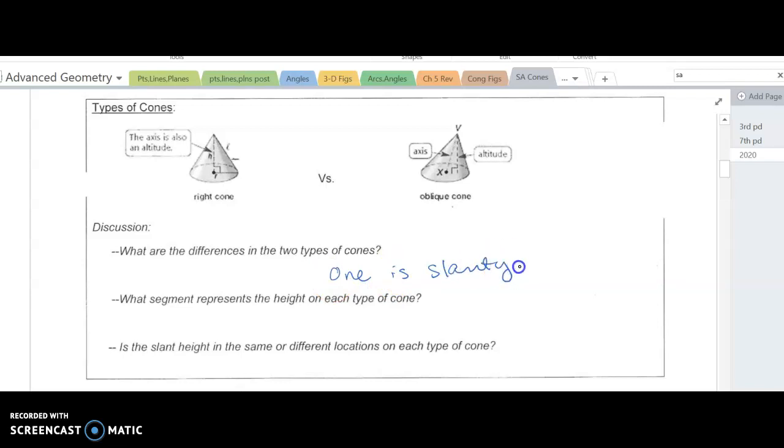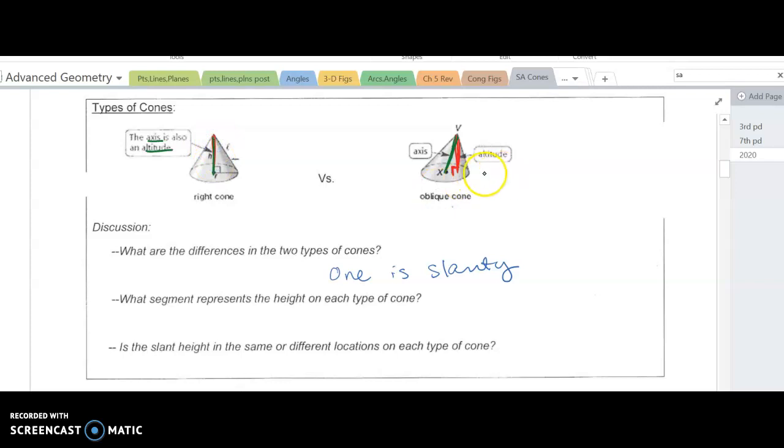And what segment represents the height of each type of cone? Well, if you're talking about the traditional height, your height is still going to be perpendicular to that base. It might be in a different location. It might not connect to the center of the circle. So this gives us a new term. A cone also has an axis. It has a line about which the entire cone is centered. And so in a right cone, the axis and the altitude are the same thing, right? It's the center of the cone, that line.